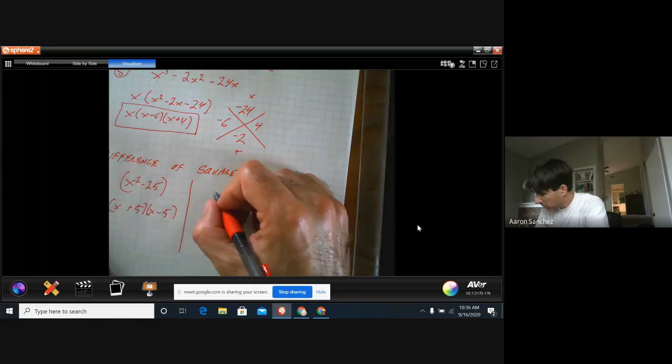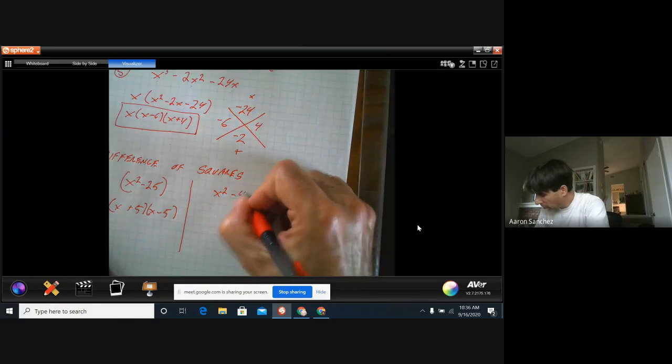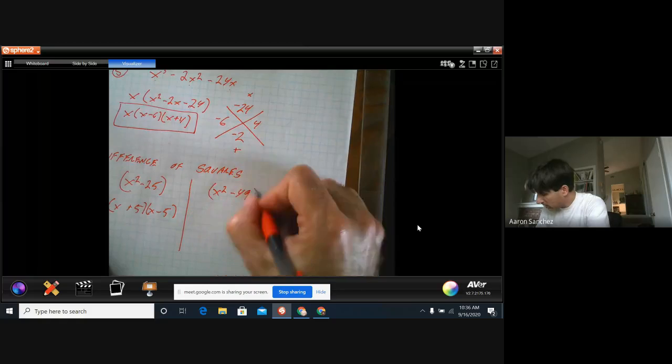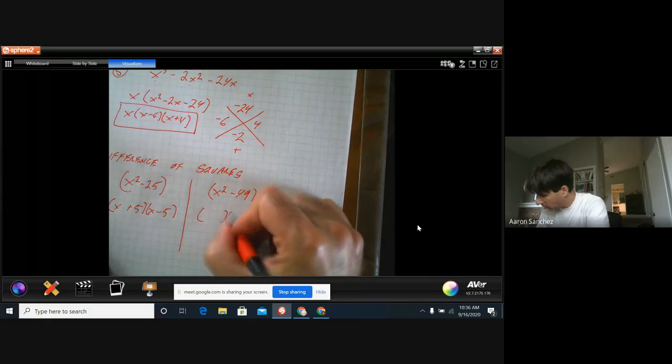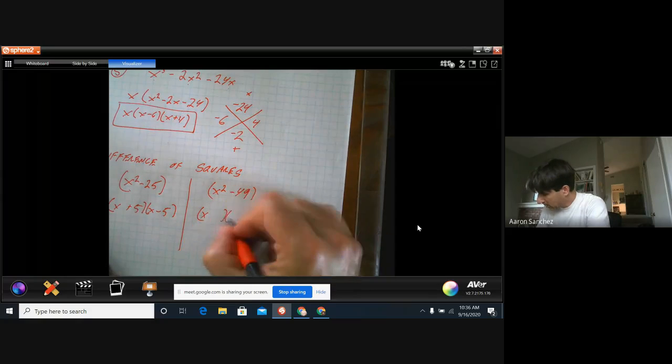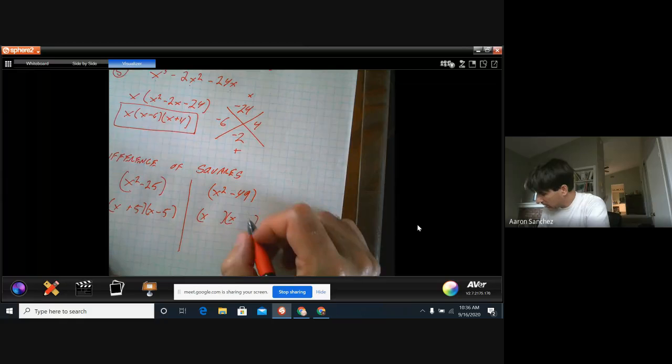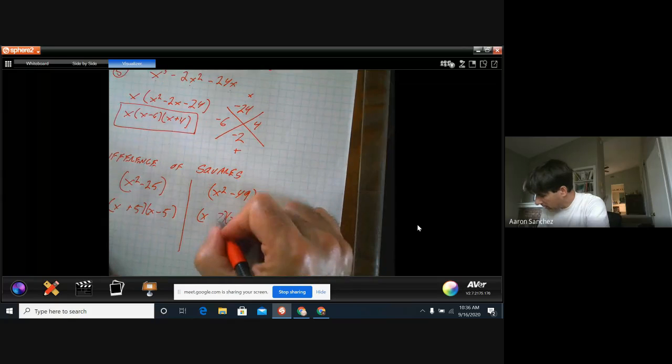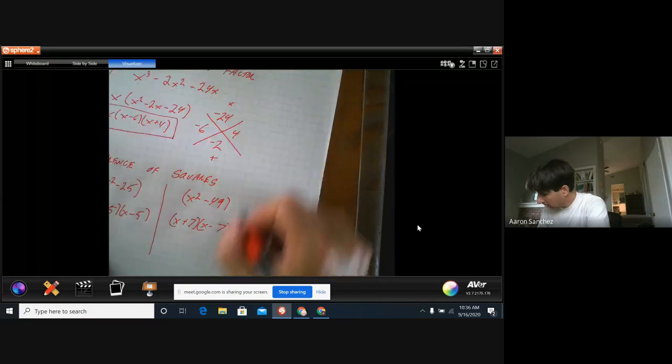Let's do x squared minus 49. That is a difference of squares. Here's the answer for x squared minus 49. The square root of x squared is x, the square root of 49 is 7. You put a plus and a minus. Let me do one more, okay?